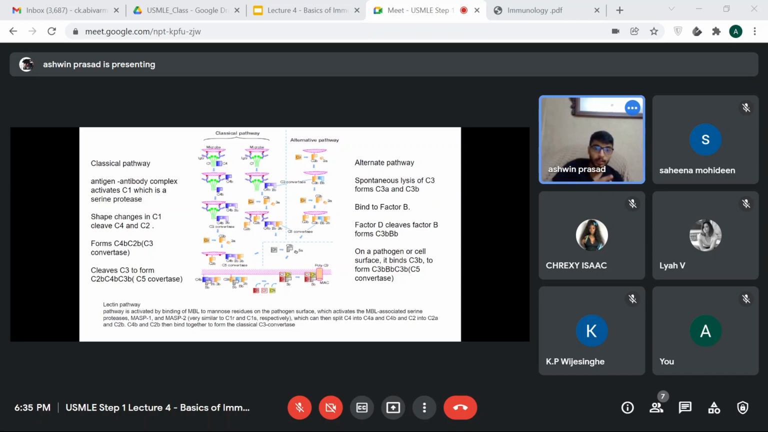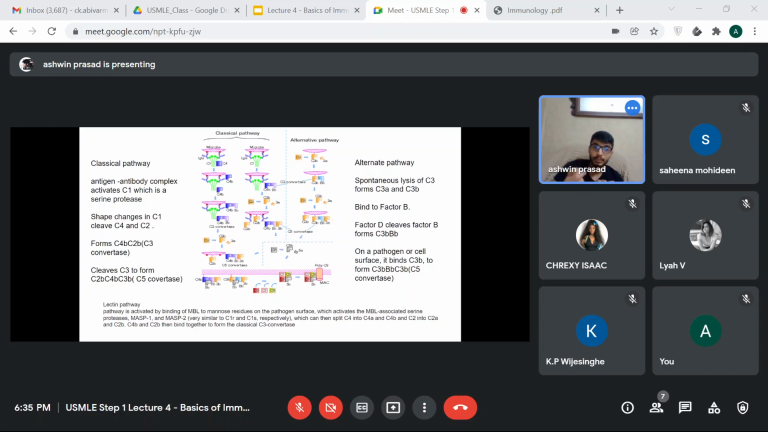C1 acts as an enzyme for the cleavage of two other complement proteins, which is C4 and C2. So C1 cleaves C4 to form C4A and C4B, which is basically A and B based on the size. The bigger one is called A, if I'm not wrong, and the smaller one is called B. So C1 acts as an enzyme for C4 to be converted to C4A and B, and likewise for C2 to be converted to C2A and C2B.